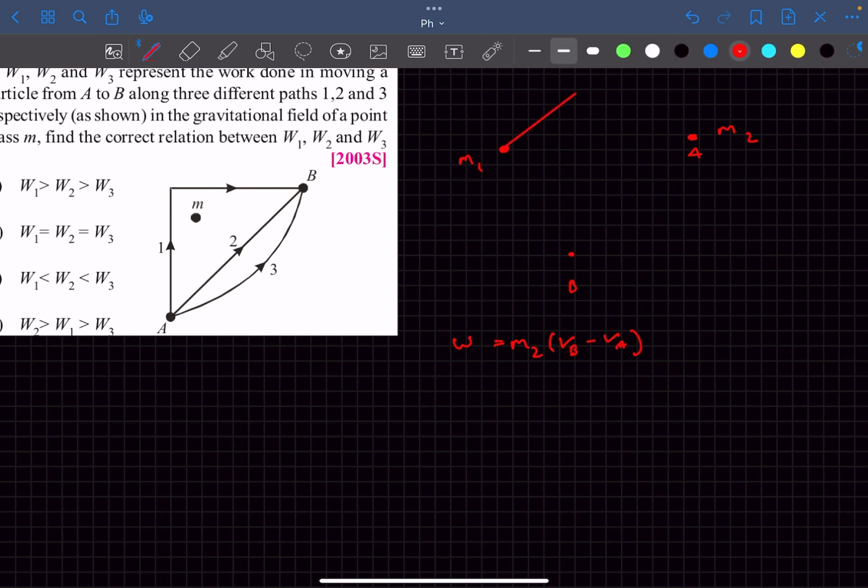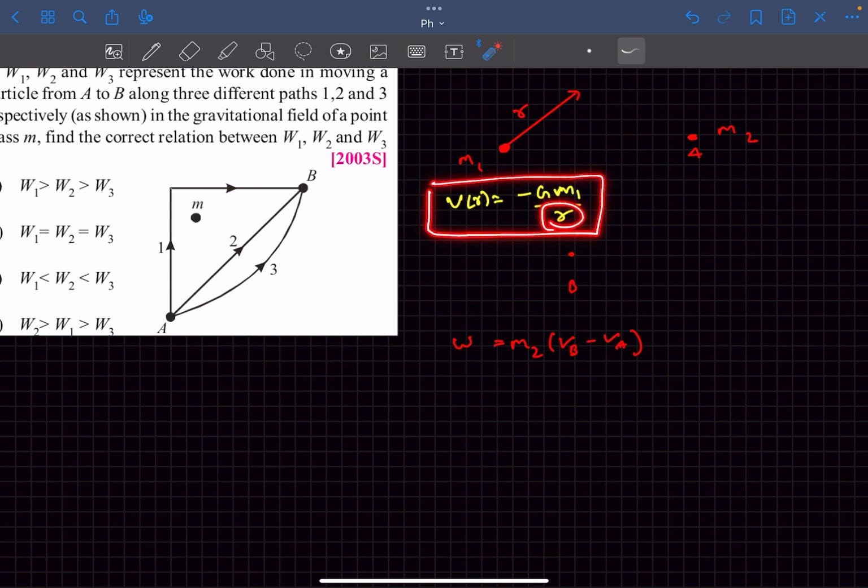And if I want to write the potential due to this mass m at a radial distance of r, it's going to be minus Gm1 divided by r. So the key observation is that the potential only depends on this radial distance. And if we observe the mass m here, the radial distance of point A and the radial distance of point B is, let's say, r1 and r2.